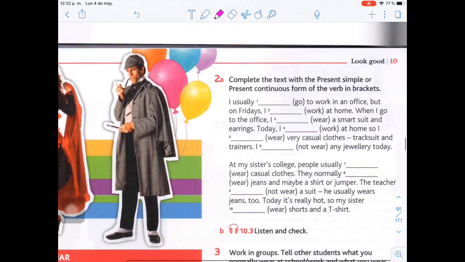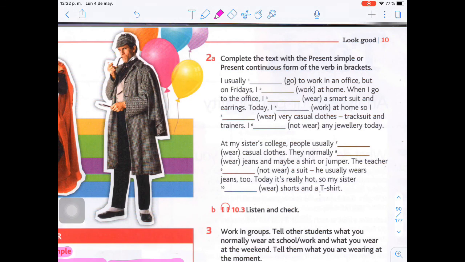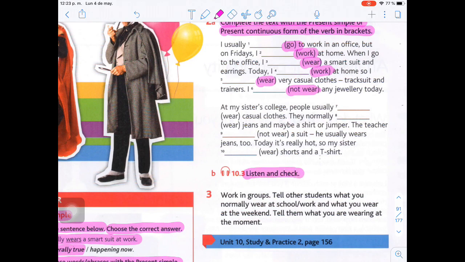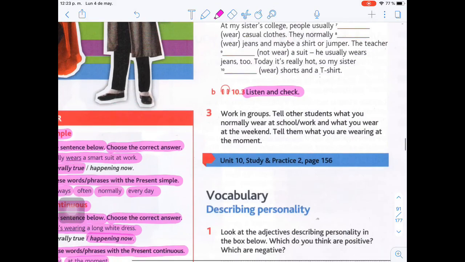In the practice number 2, the second point of the practice, it says, complete the text with the present simple or the present continuous form of the verbs in brackets. So here we have the verbs, and you have to choose if you're going to use them in present simple or present continuous to complete this paragraph. And you also have the opportunity to listen and check your answers. Remember, you have the audio of the book, so do it. First, fill in the gaps, complete the paragraph, and then listen to check. Good.